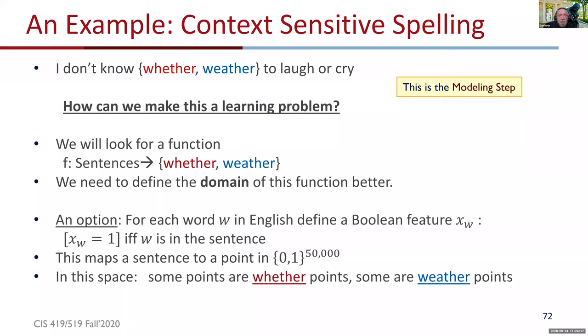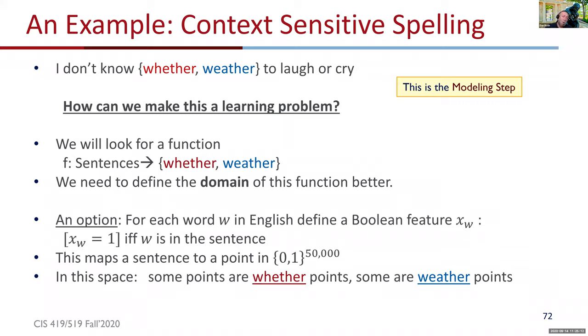Okay, so maybe let's start with the first word. So basically what I lost here is the order of the words, right? So I have 50,000 words and I am coding whether a word is in a sentence or not. So for example, the sentence, I don't know whether to laugh or cry: for the word I, I will have one. For the word no, I will have one. For the word to, I will have one. For the word laugh, I will have one, and so on. But for the word slide, I will have zero, because it's not in this sentence, right? So out of the 50,000 dimensions, 1, 2, 3, 4, 5, 6, 7, 8 are going to be ones, and 50,000 minus 8 are going to be zero because they are not in this sentence.